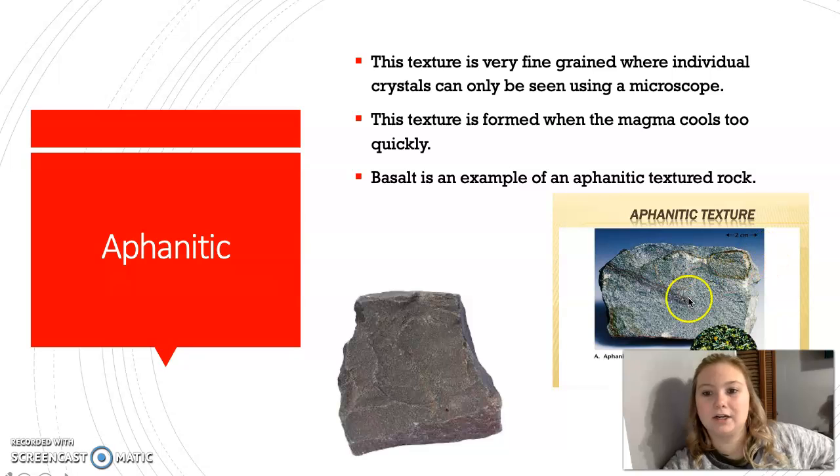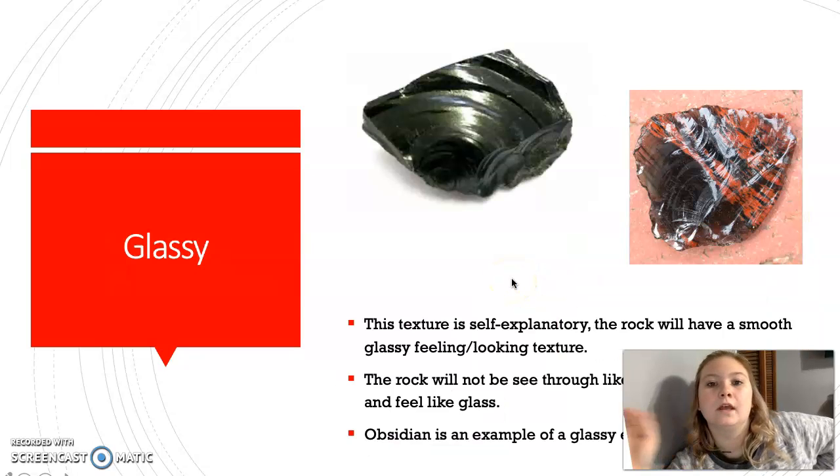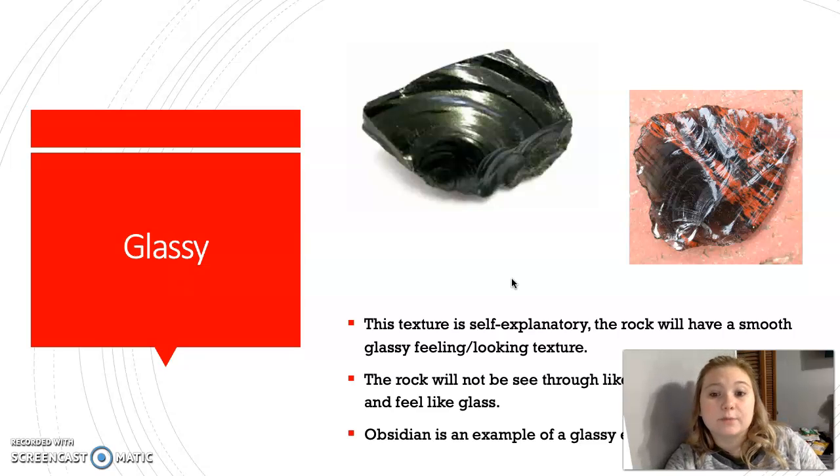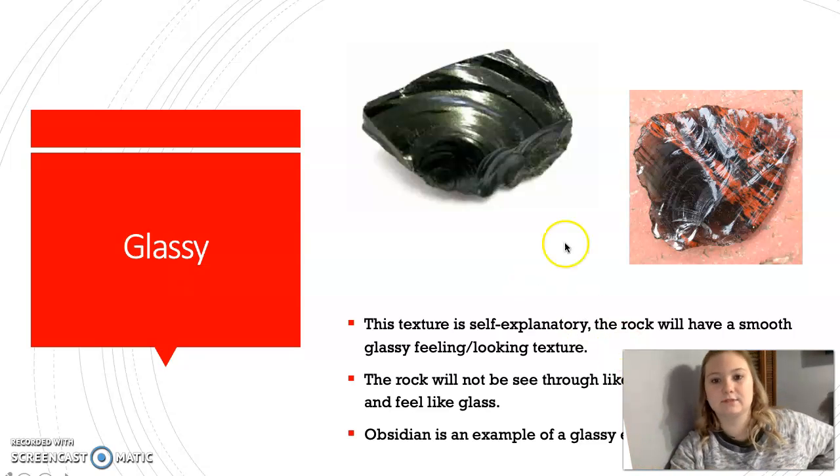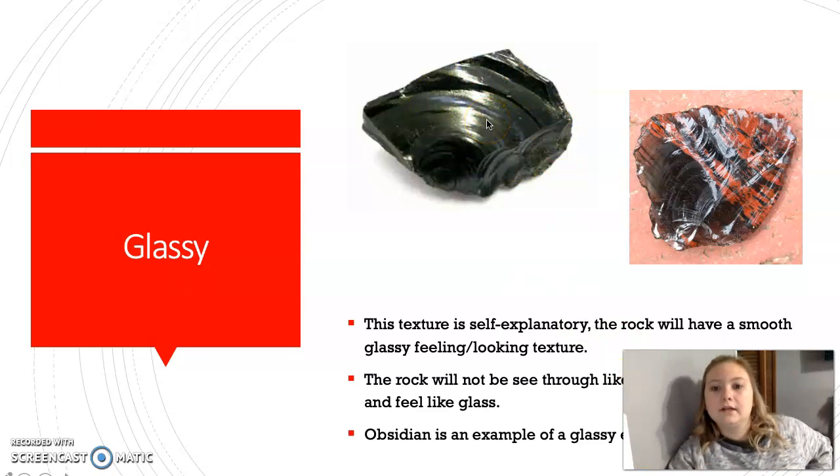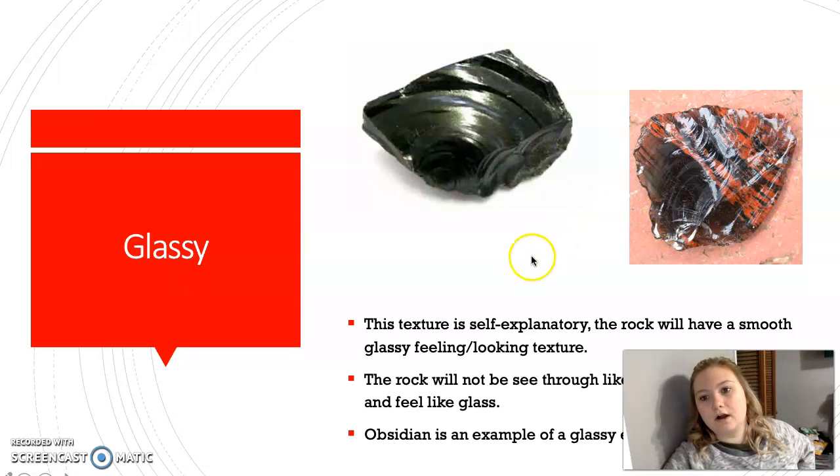In this picture right here, you can see how this rock looks without a microscope, but then they went in with a microscope and you can see the different crystals inside that you couldn't see without a microscope. The next texture is glassy. This texture is pretty self-explanatory. When you think of glass, you think smooth, shiny. The rock won't necessarily be see-through like glass, but it will look and feel like glass. One of the rocks that I had in Unit 4 was obsidian, this black color right here, a glassy textured extrusive rock.